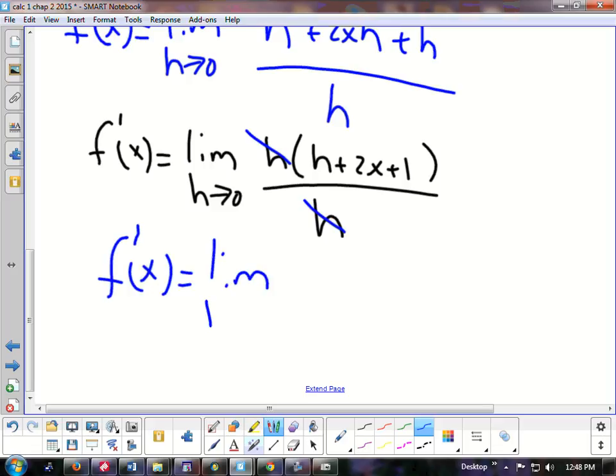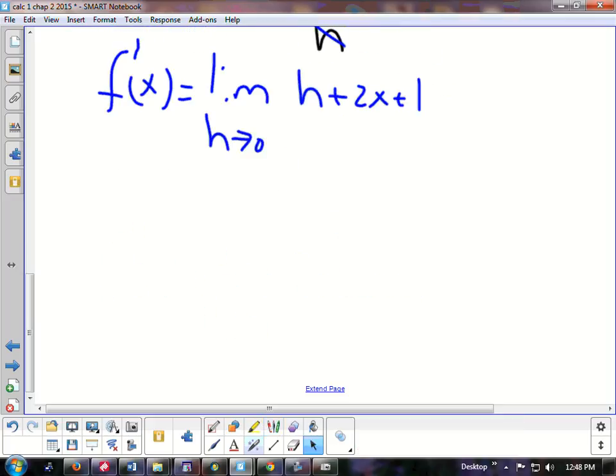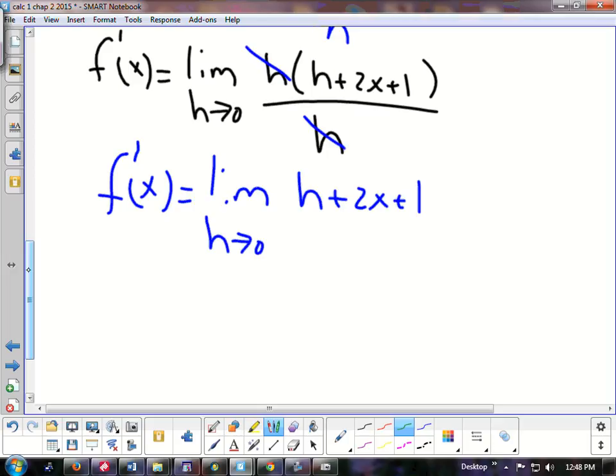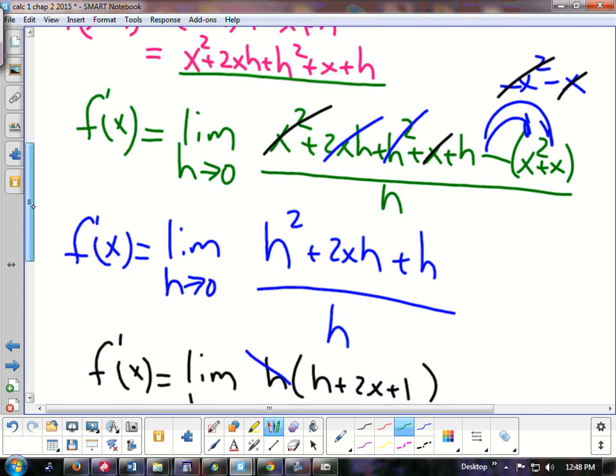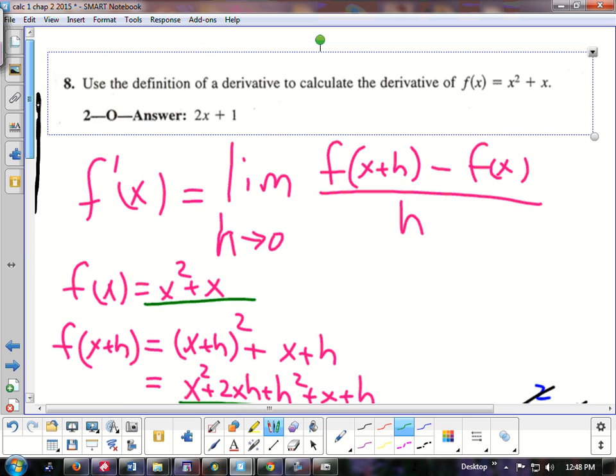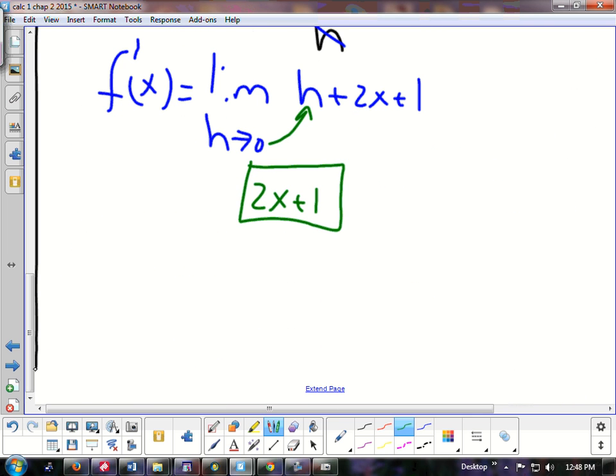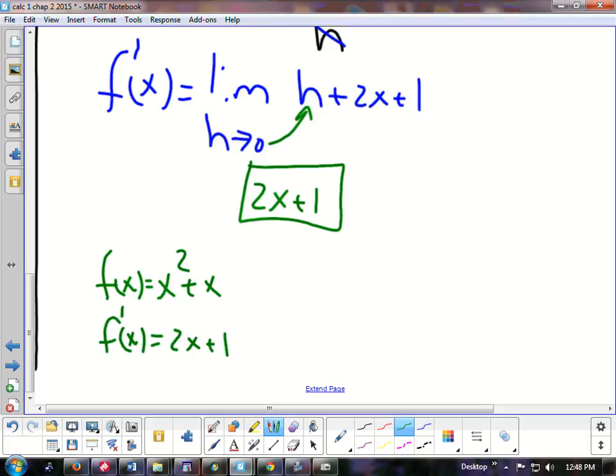The limit as h approaches 0 of h plus 2x plus 1. Since there's only one h left in the problem, now we can sub it in, and once you take the limit, you're going to get 2x plus 1 as the derivative of that function. The original function was x squared plus x. The derivative of that function is 2x plus 1.